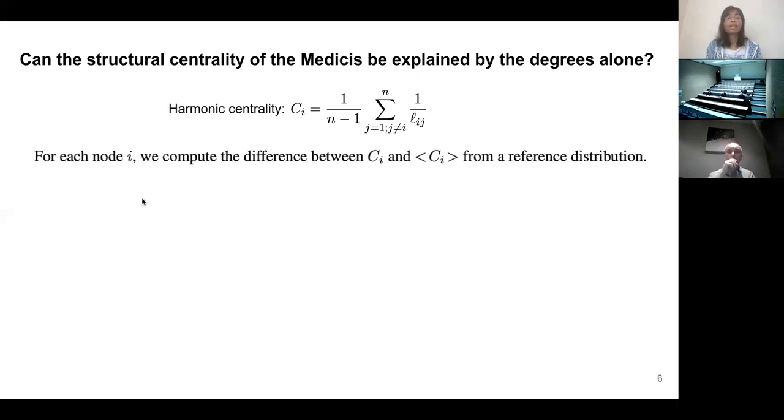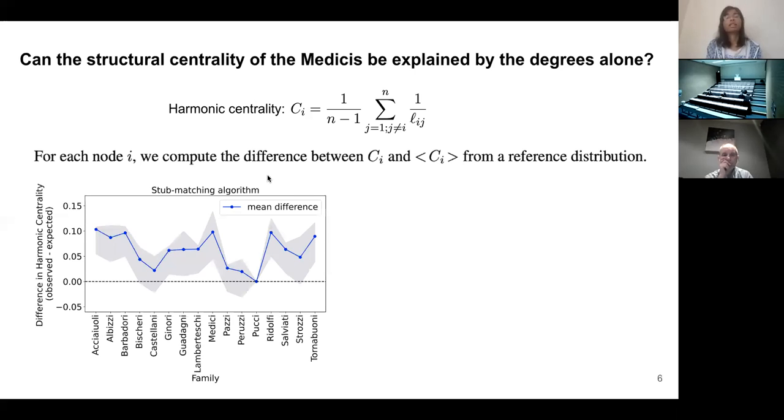And so we're going to compute the difference between the observed harmonic centrality of each family and the mean harmonic centrality in the reference distribution, where this reference distribution is graphs with the same given degree sequence, but otherwise everything else is randomized. And first, we're going to sample for this reference distribution using the stub matching algorithm that I talked about just a little while back.